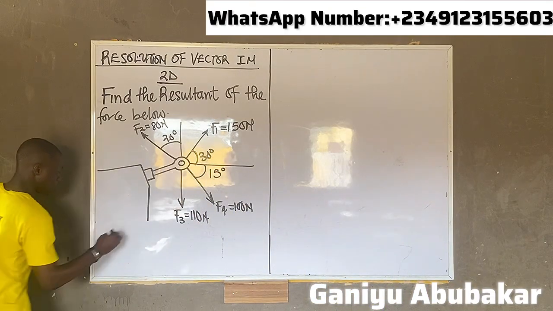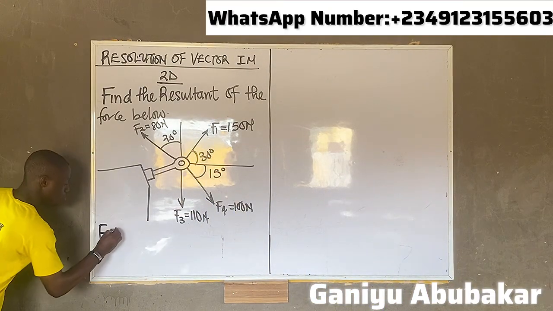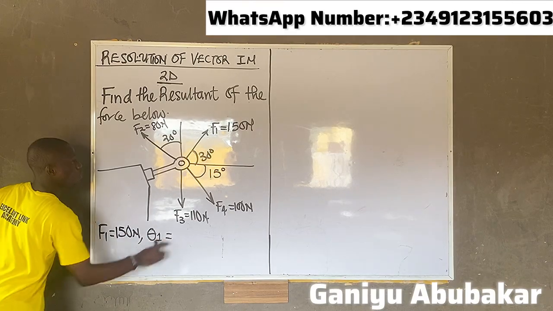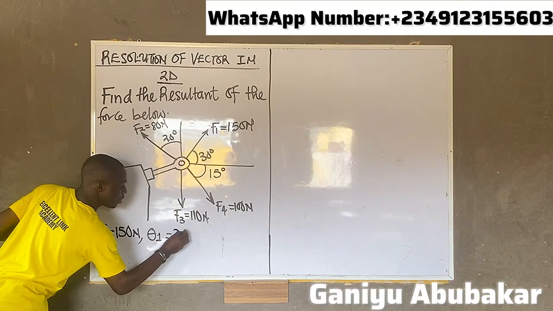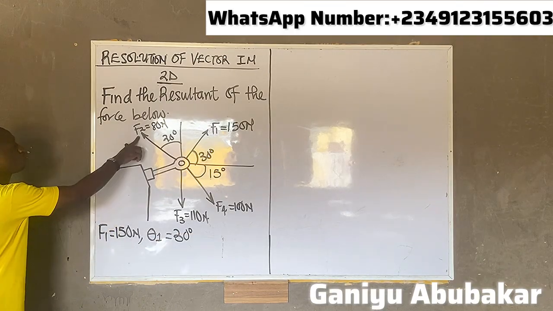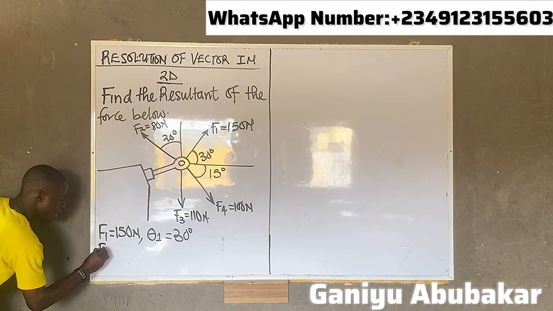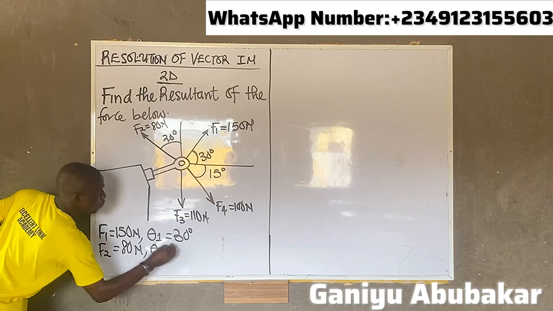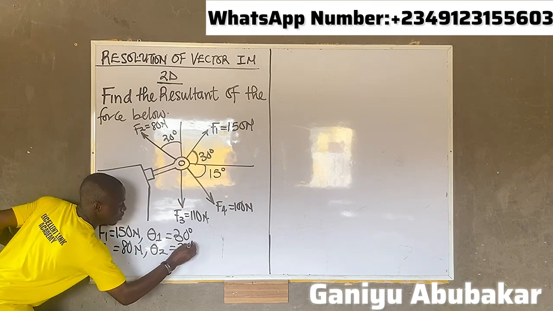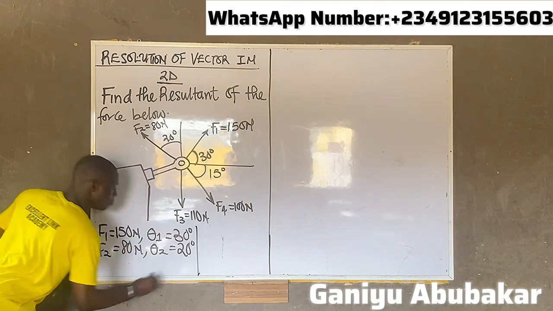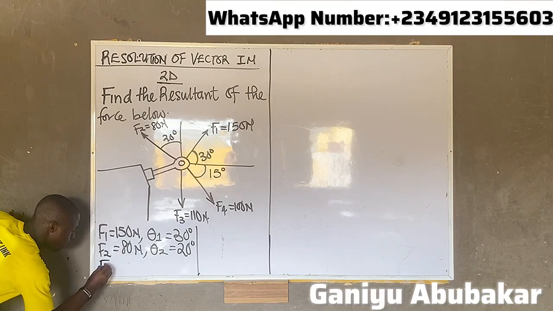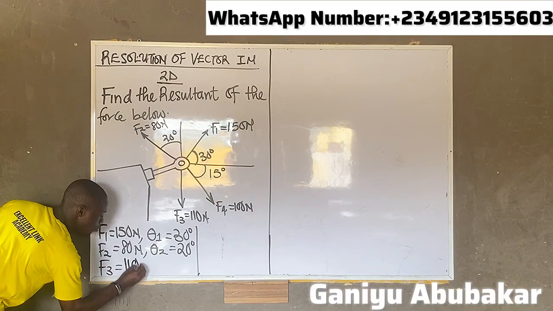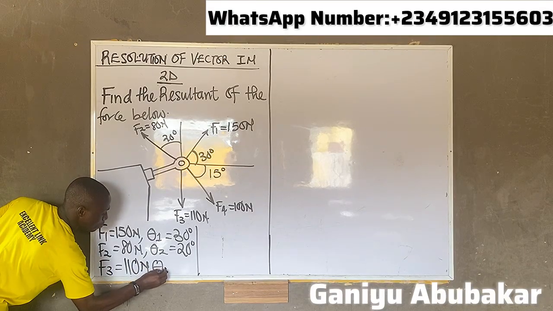We said F1 from here, F1 is about 150 Newton. So F1 is 150 Newton, theta 1 is 30 degrees. I'm done with this. F2 and theta 2: F2 is of course 80 Newton, theta 2 is of course 20 degrees. Next up, F3. F3 is 110 Newton. What would be theta 3?